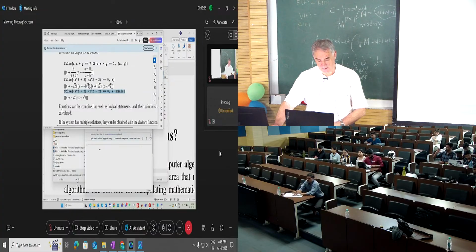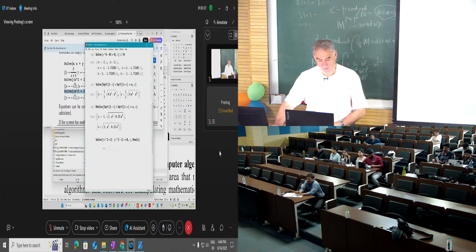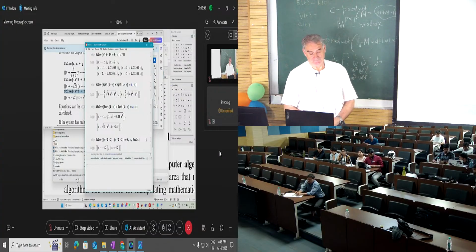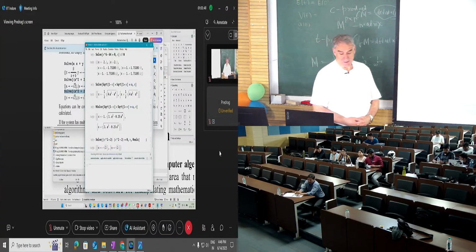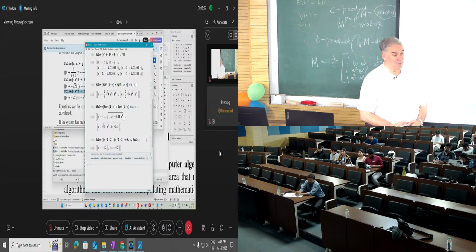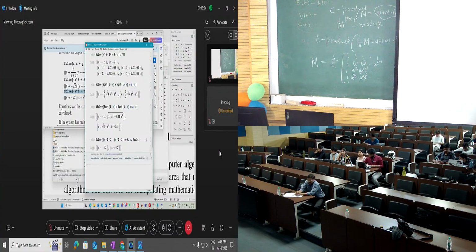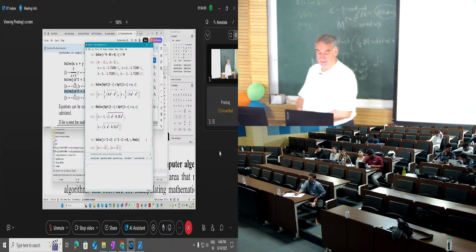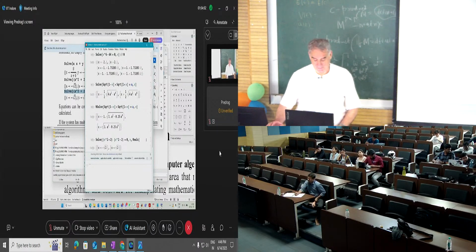We can ask for solutions in the real domain, solving this matrix equation in the real domain. Then we obtain two solutions. Of course, since this equation is of order 4, we have 4 solutions, and 2 of them are complex numbers.